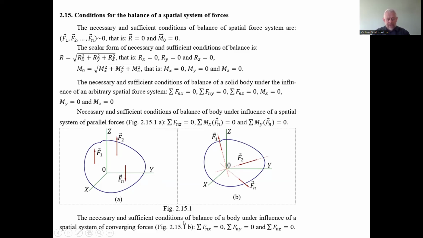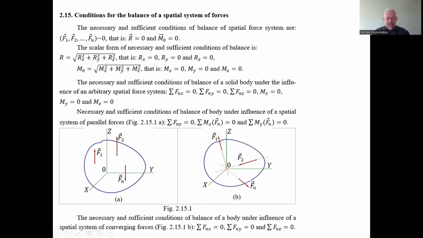And the necessary and sufficient conditions of balance of a body under the influence of a spatial system of convergent forces. We know that convergent forces do not cause a rotating moment in space around the definite moment point, the point of reference here on figure 2.15.1b. The convergent system of forces does not cause the moment rotating around the reference point 0, the reference point of the Cartesian system of coordinates.